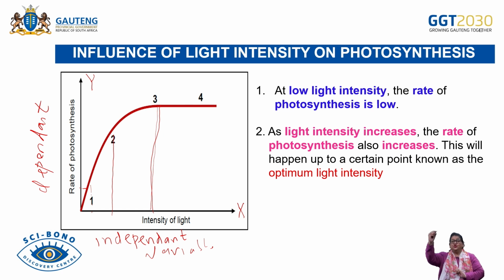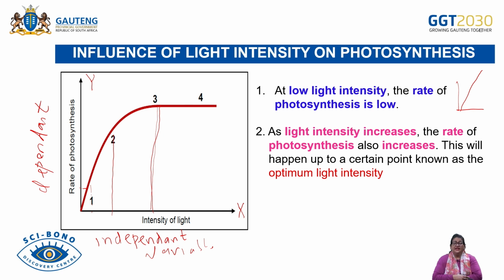It doesn't just continue to increase. In other words, the graph line doesn't go like this. See, it's going to the highest point and then it is curving off. So at low light intensities, the rate of photosynthesis is low. As light intensity increases, the rate of photosynthesis also increases. So can you see there's a relationship between the two variables? As light intensity increases, the rate of photosynthesis also increases. This happens to a certain point known as the optimum light intensity.